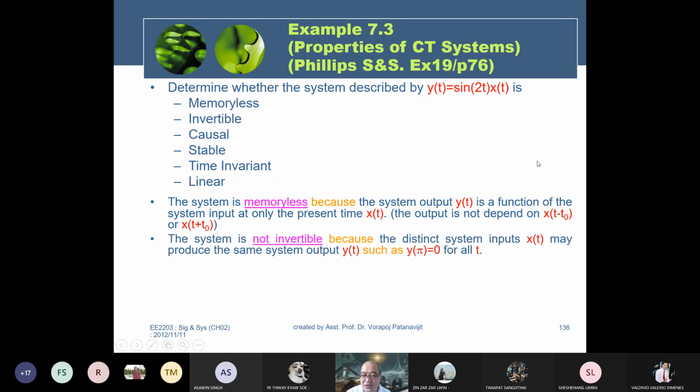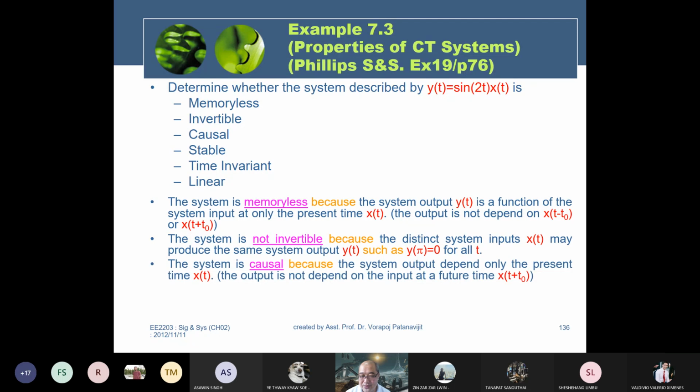The system is non-invertible because distinct system inputs x(t) may produce the same system output y(t). If psi(t) equals 0, the input may be many different values but produce the same output. Therefore, if the output equals 0, you don't know what the input is. There are many possibilities, so it's non-invertible.